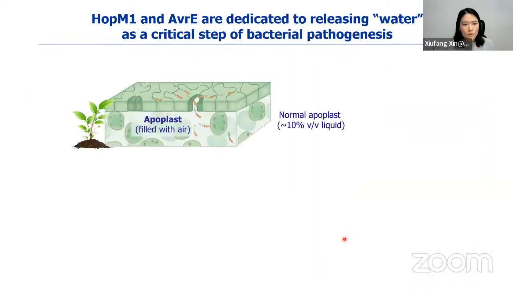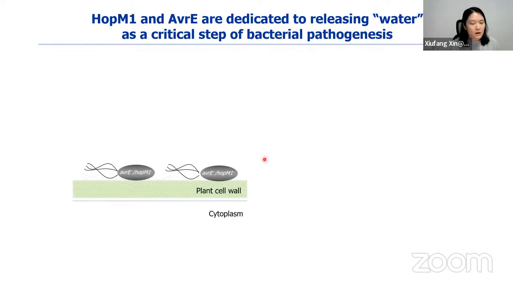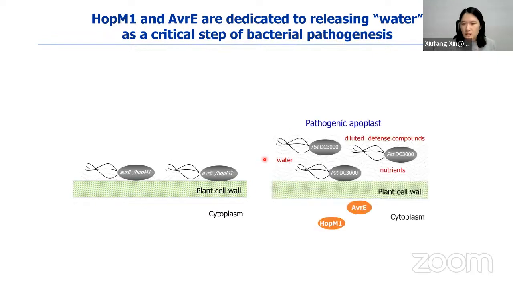We know when plants grow normally, the normal apoplast has only a minimal amount of water and is largely filled with air, which is presumably very important for physiological processes such as gas exchange and photosynthesis to occur. So we hypothesize that this dry apoplast is a non-optimal, adverse condition for bacterial growth. And pathogenic bacteria such as Pseudomonas syringae DC3000 can use various factors to drive this water-soaking formation.